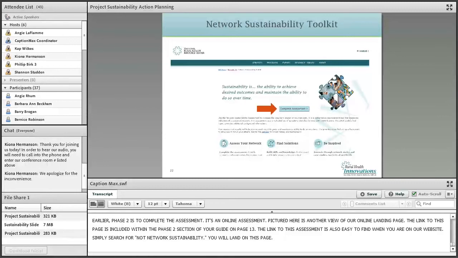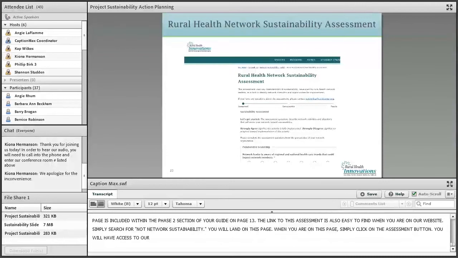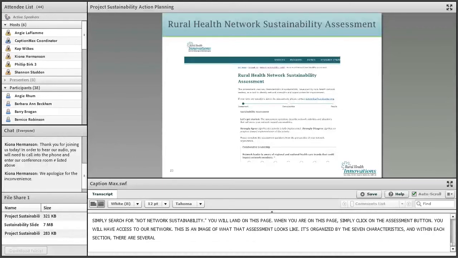When you're on this page, simply click on the Complete Assessment button, and you'll have access to our assessment. This is an image of what that assessment looks like. It's organized by the 7 characteristics, and within each section, there are several questions, with a total of 32 questions, plus a few additional ones requesting demographic information about your project.